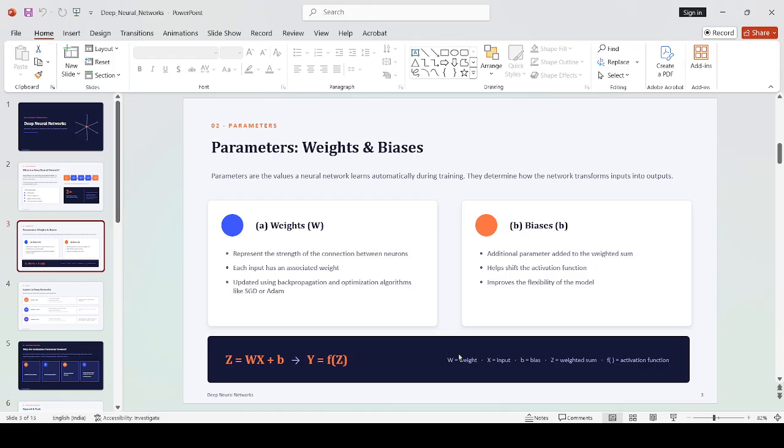The mathematical expression shown on the slide represents the process. First, the weighted sum is calculated as Z equal to Wx plus B. Then the activation function transforms this value into the final output represented as Y equal to F of Z.